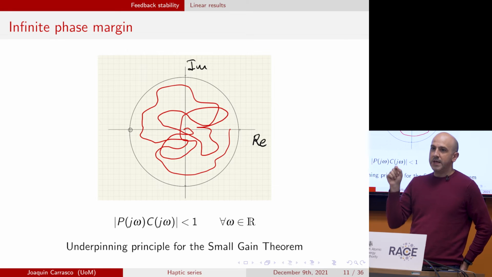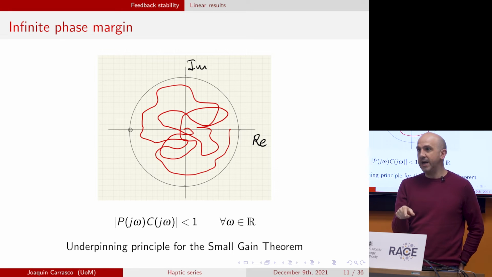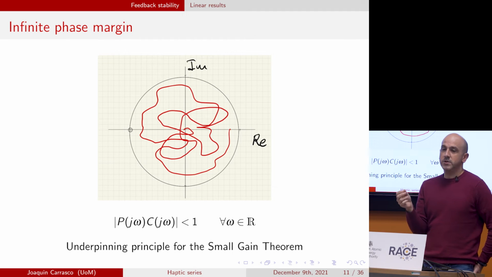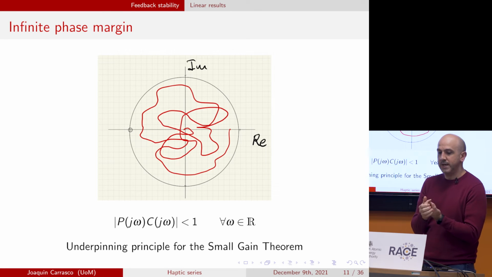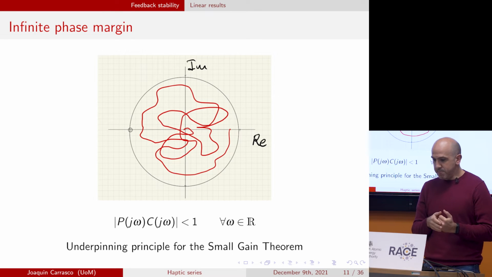So if you put any delay in this kind of feedback interconnection, or in a feedback interconnection that has this property, you are always going to be stable, because you can never escape the circle around minus 1. Okay? And in this situation, we say that we have infinite gain margin.